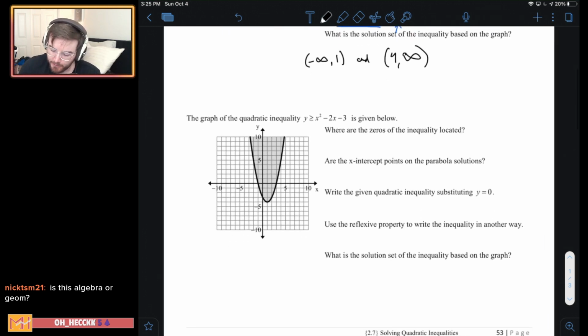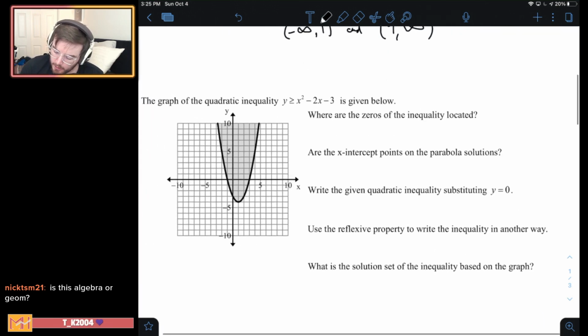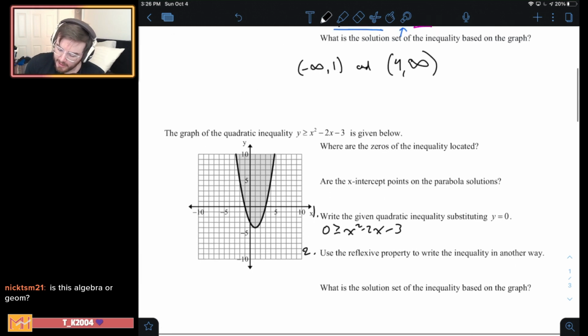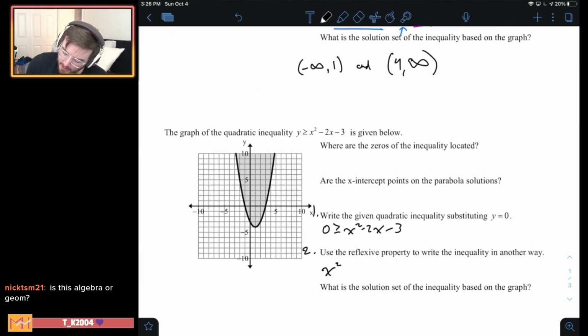Let's try it again. I like this as step 1. Write the given quadratic inequality substituting y equals 0. So we have 0 is greater than or equal to x squared minus 2x minus 3. Let's take this and use the reflexive property. We can say x squared minus 2x minus 3 is less than or equal to 0.